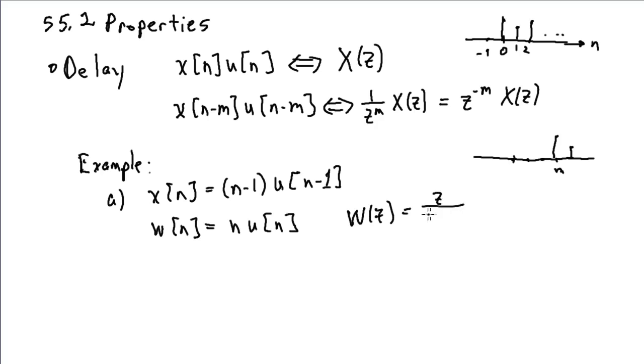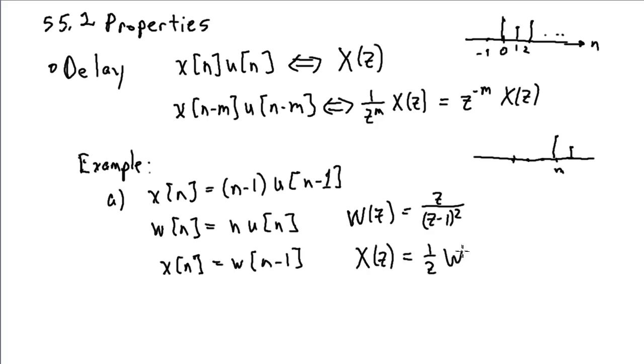It's z over z minus 1 squared, and then I can see by substituting n minus 1 for n everywhere it appears in my definition of my w of n sequence, then I get this corresponding x of n sequence. So x of n is a delayed version of w of n. It's delayed in this case by one sample, so I divide by z, multiply by z to the minus 1, and the corresponding Z-transform is just 1 over z minus 1 squared.